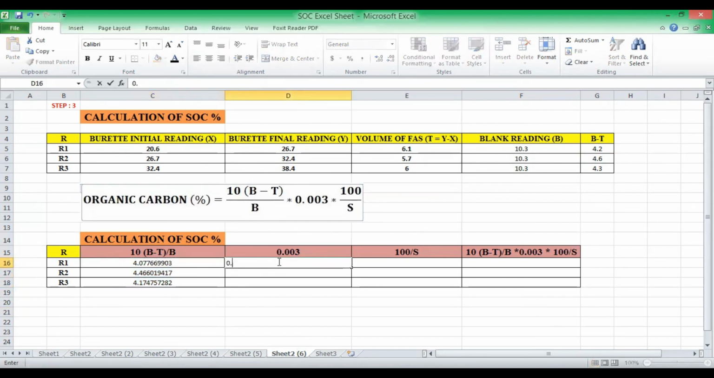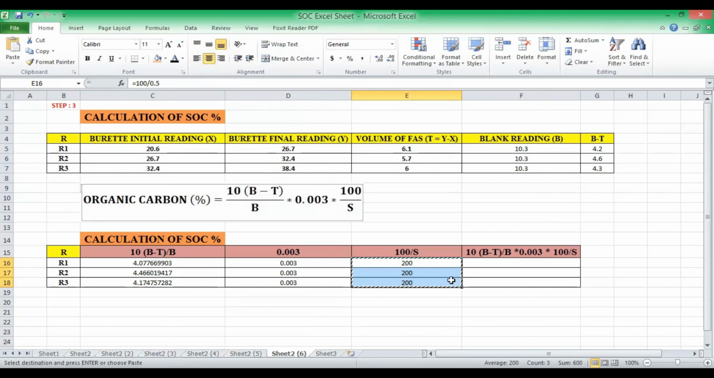So here, just to make it easy, for the sake of everyone, we'll make it like this. Okay, so we have to keep it this way for easy calculation. Now, what is the amount of soil samples that we use? 5 grams or 0.5 gram, right? So it'll be 100 divided by 0.5, right? So it'll be the same for all because we use the same amount of soil samples.